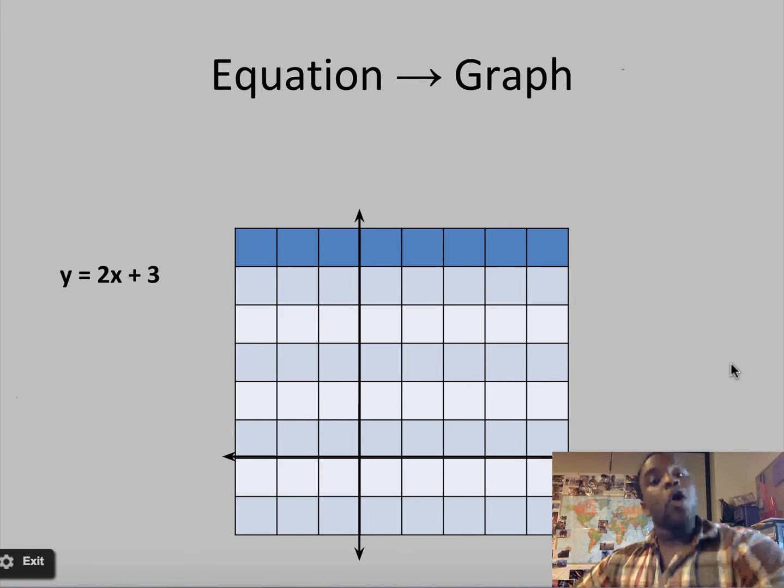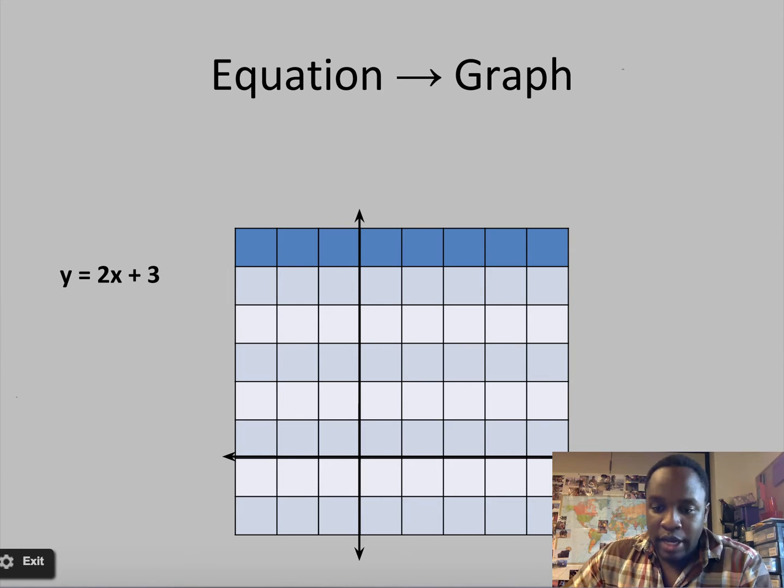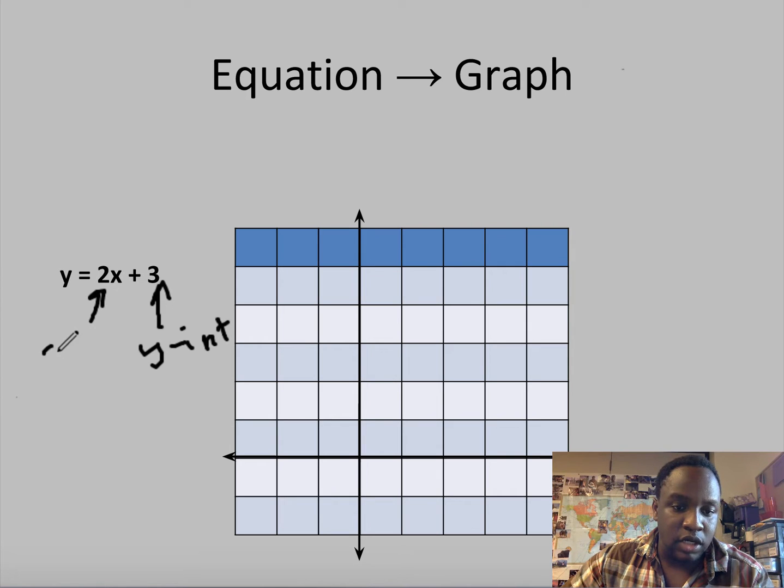Now let's go from equation to graph. So we have the equation y equals 2x plus 3. What we want to do is that we know that the y-intercept is 3, and the slope is 2. So the rise over run is 2. So we can start off going up 3. So this is the y-intercept.